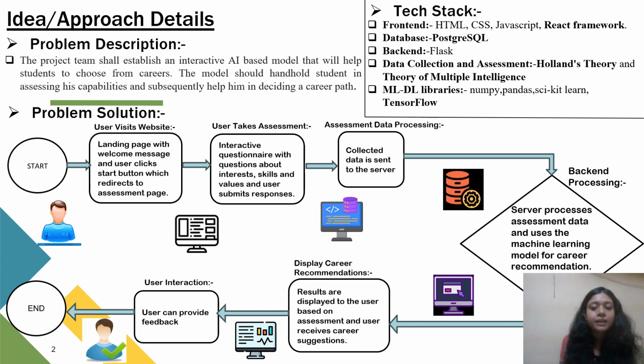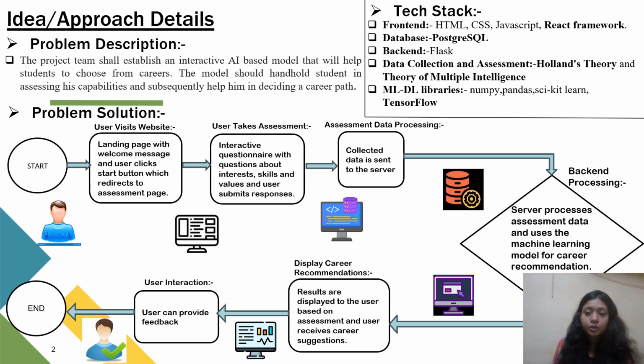Firstly, we would be determining the personality trait of the individual. For this, we would be using a very popular theory which has been in use since the 1950s, that is Holland's theory. It states that there are 6 types of personalities in which an individual is dominant in one or the other.